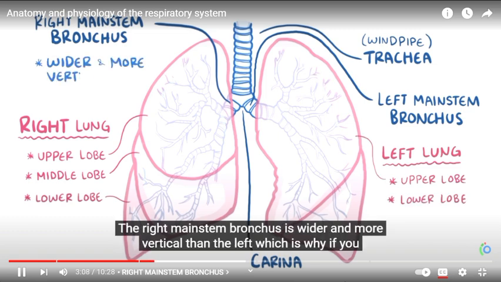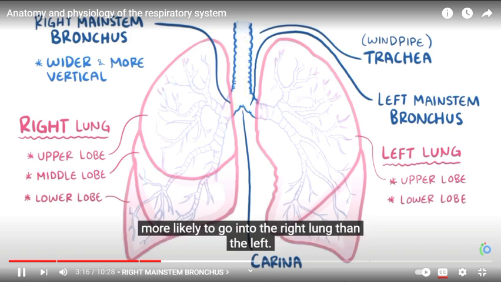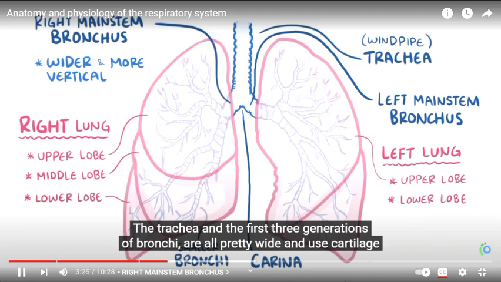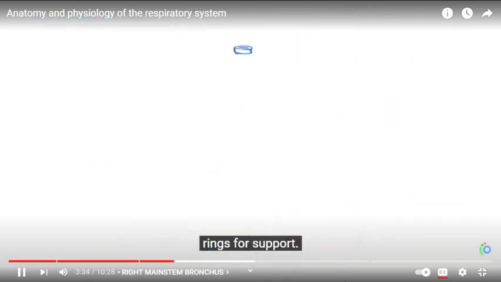The right main stem bronchus is wider and more vertical than the left, which is why if you accidentally inhale something big that can't be coughed out, maybe like a peanut, then it's more likely to go into the right lung than the left. The main stem bronchi then divide into smaller and smaller bronchi. The trachea and the first 3 generations of bronchi are all pretty wide and use cartilage rings for support.